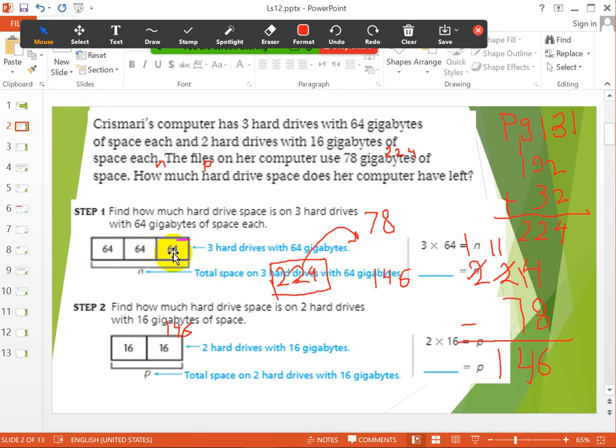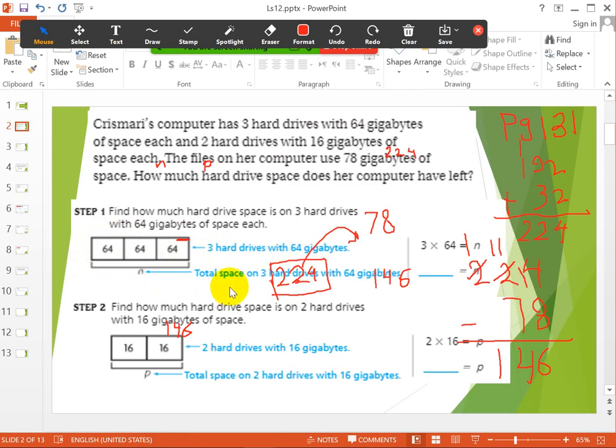hard drives as an example. I have 3 hard drives. So what I have to do here, if I want to know the total space, if you have 3 hard drives and in each hard drive you have the same space, that means you have to repeat the same number 3 times. So if you want to know the total space, to know the total space, you can add 64 to 64 to 64. That means you have to add 64 3 times, but it will be hard for me.